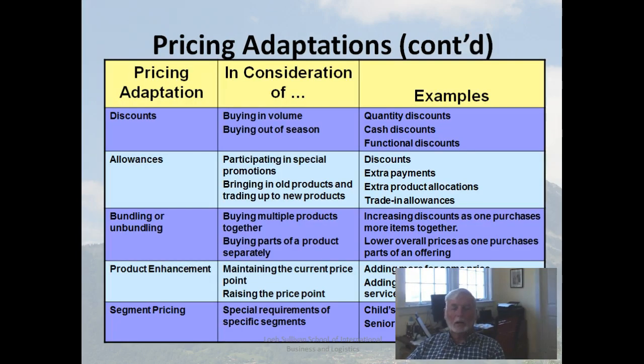And this chart here, I won't go through the whole thing, but this shows you the kinds of things you might find under discounts, allowances, bundling, product enhancement, segment pricing. So if people buy in volume, they may get a quantity discount. If they buy my product when it's not in season, they may get some kind of a discount. So that kind of thing.